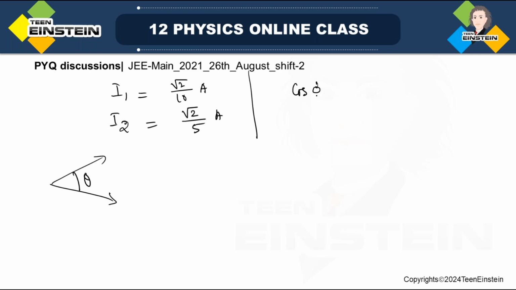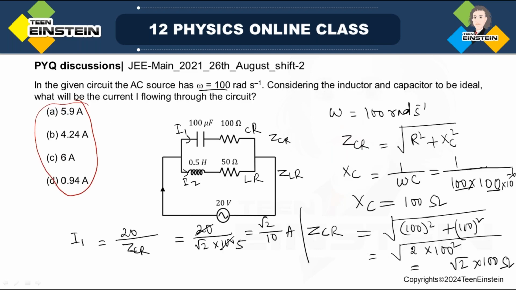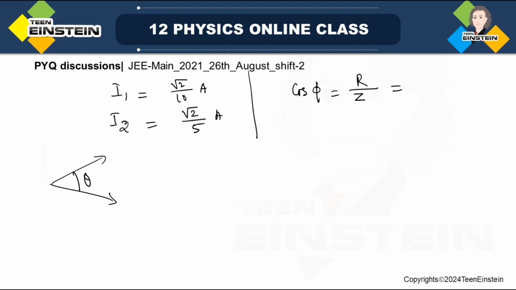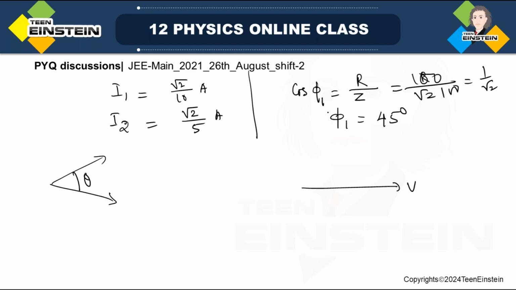So cos phi is equal to R by Z. In both cases, let us find out this R. R is 100, and Z we have got as root 2 into 100. So what I get is 1 by root 2. Let us say this is phi 1. Phi 1 is 45 degrees, right? So if this is my voltage, in the CR circuit, current will be leading by 45 degree angle. This is ICR, and this is the battery voltage.